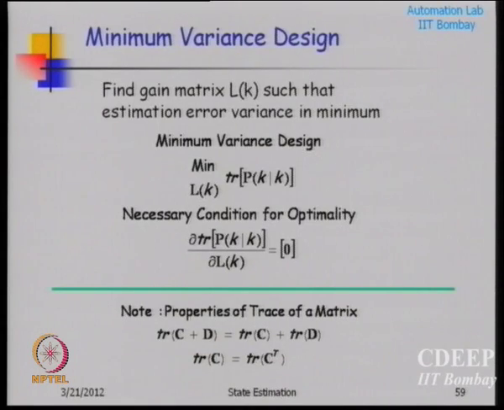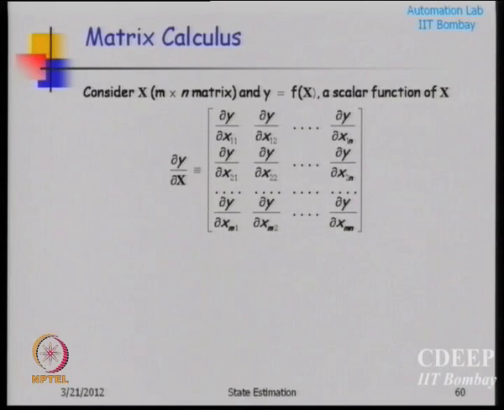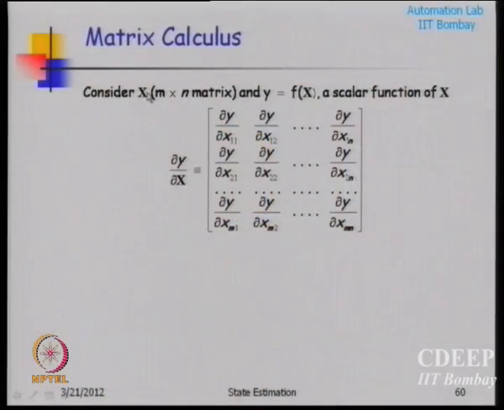Okay. Next thing I need is how to differentiate a scalar function of a matrix with respect to the matrix itself. See what I am doing. X is a matrix. Right now, I shouldn't have used X. X is now not the state. Here I am writing a mathematical result as a side thing. X is some matrix and Y is some scalar function of this matrix. Then what is dou Y by dou X? That is defined like this.